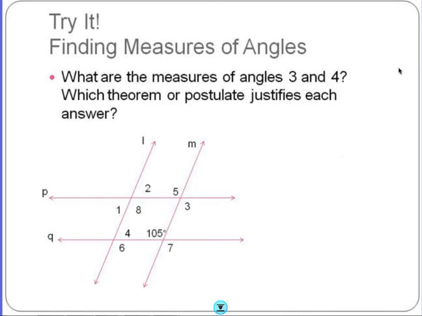Alright, try this one on your own. Finding measures of angles. What are the measures of angles 3 and 4? Which theorem or postulate justifies each answer? So write how many degrees the angle is, and then which theorem is going to justify that.